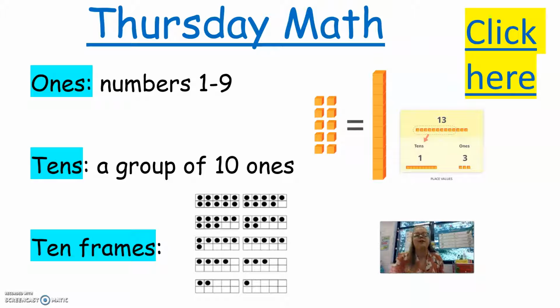Once you get to a group of 10 ones, you have a group of 10. A 10 is represented as a rod. When we draw it, we draw a rod. So this is 10 ones. This is 1 ten. It's a group of 10. 10 frames are another way we can represent numbers. So there are 10 little squares. When all the dots are filled in, that's a group of 10. And we can use it to show other numbers as well.